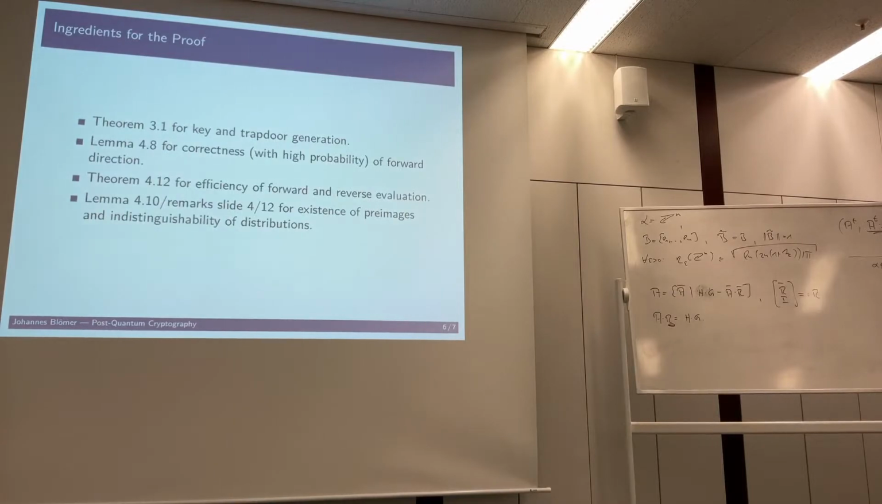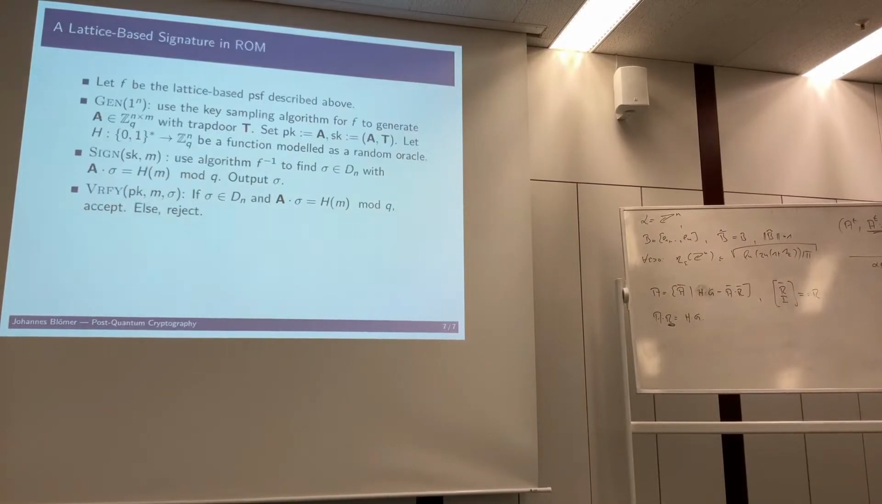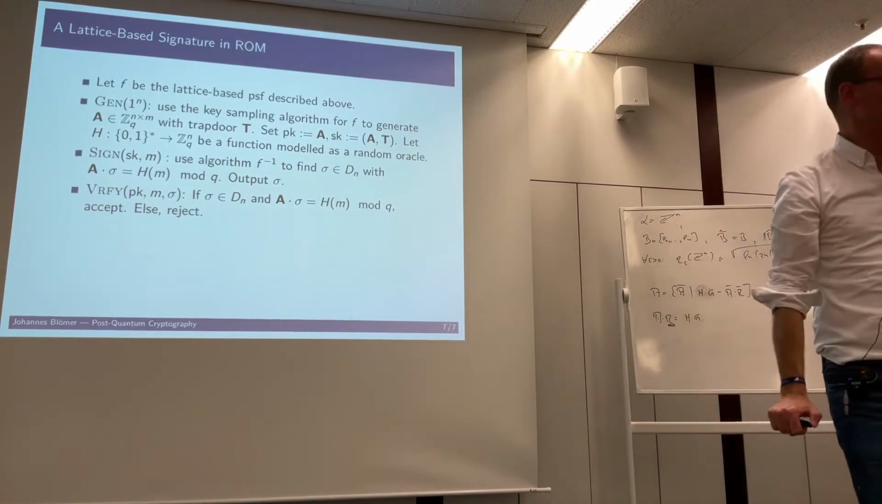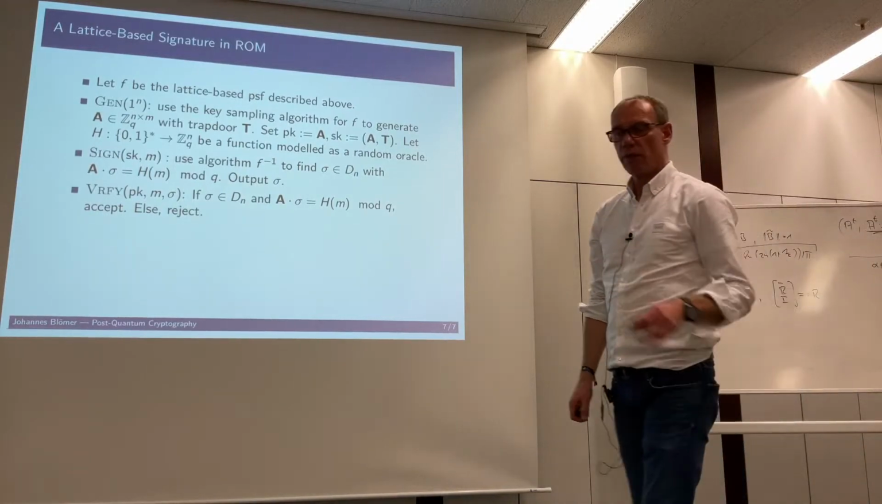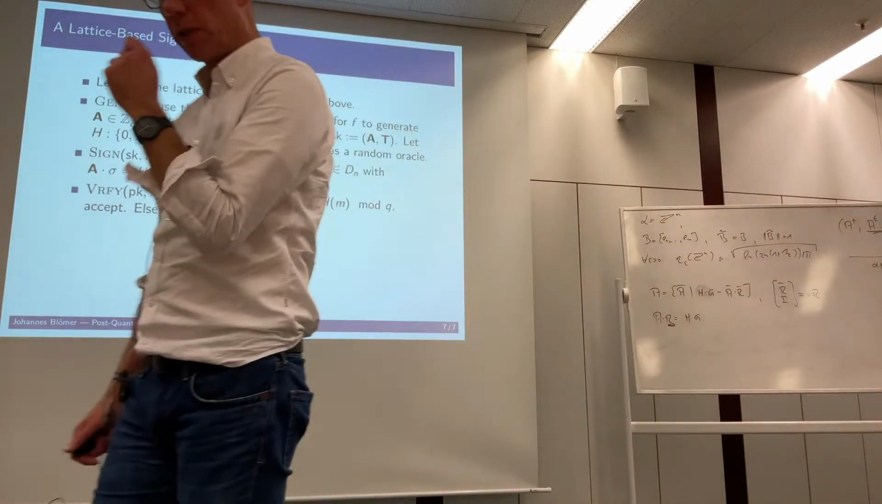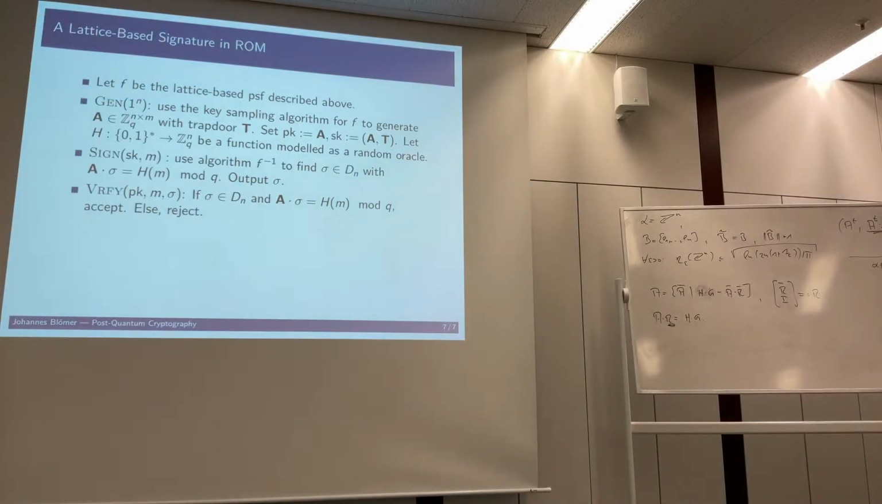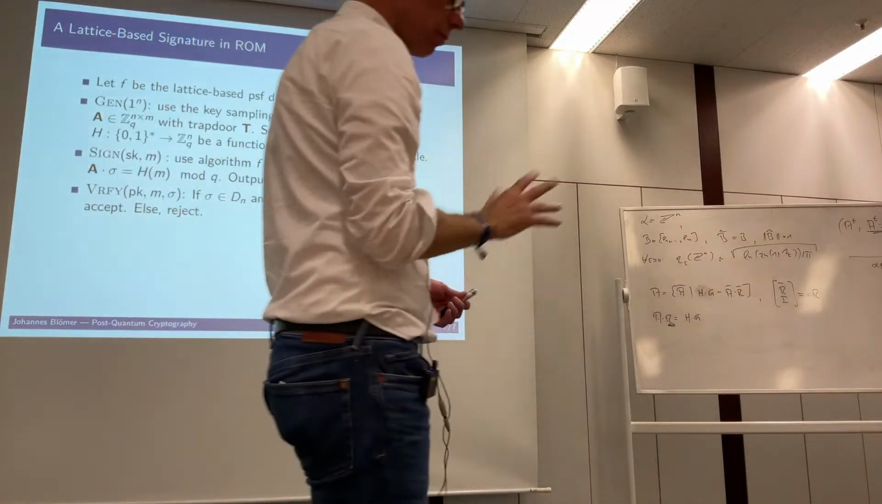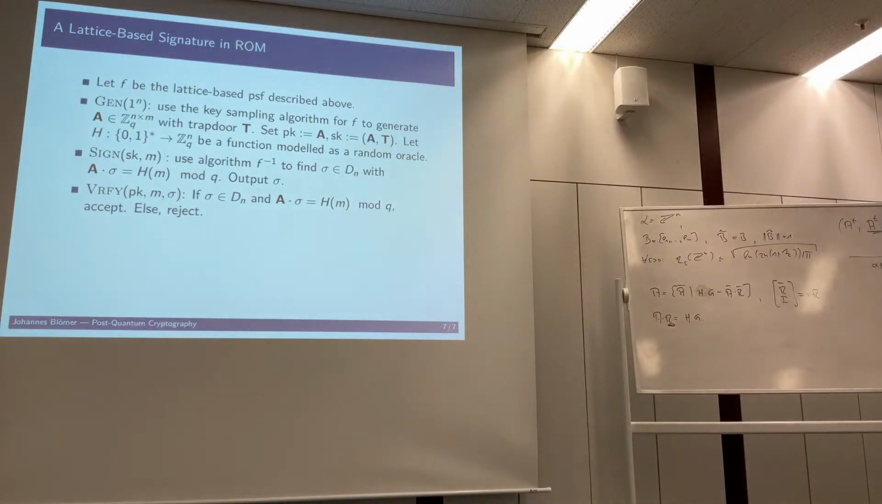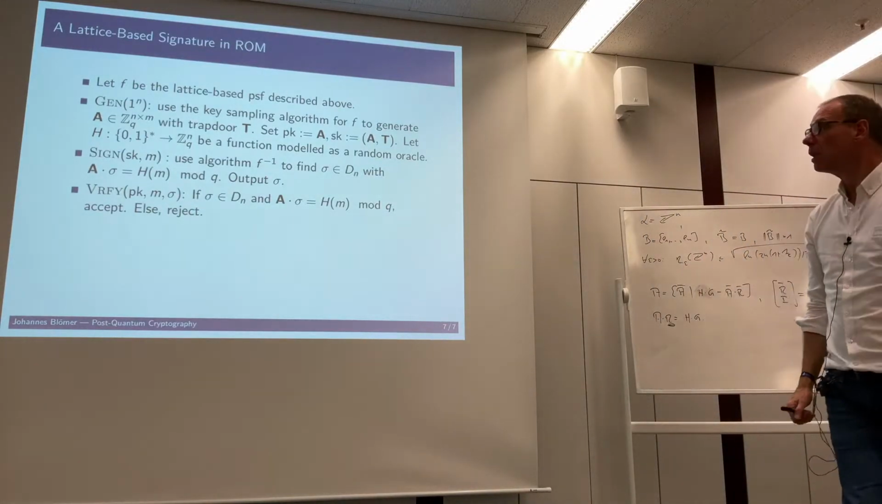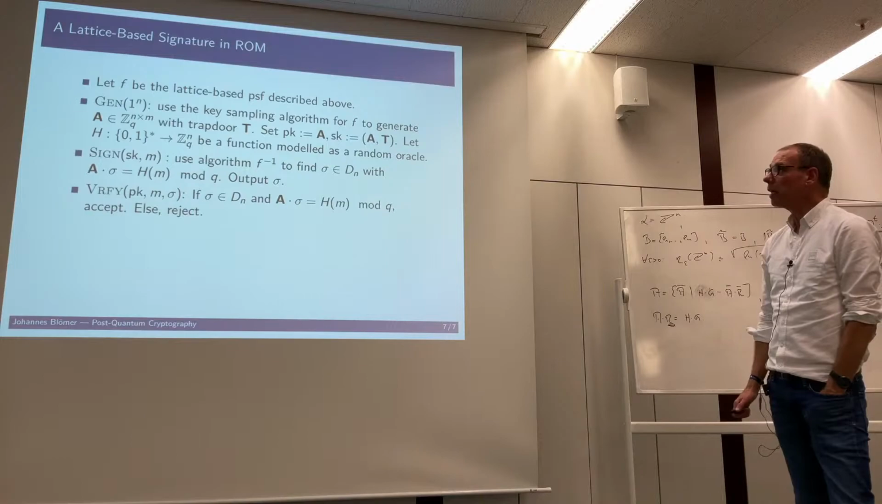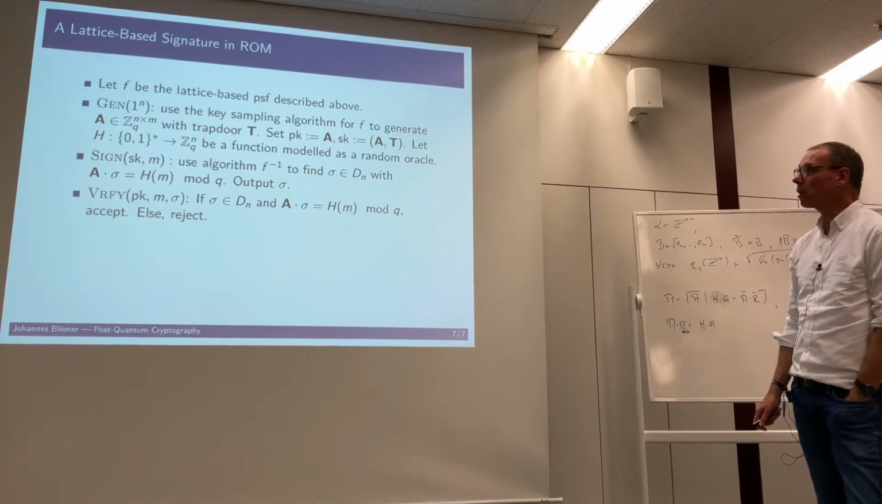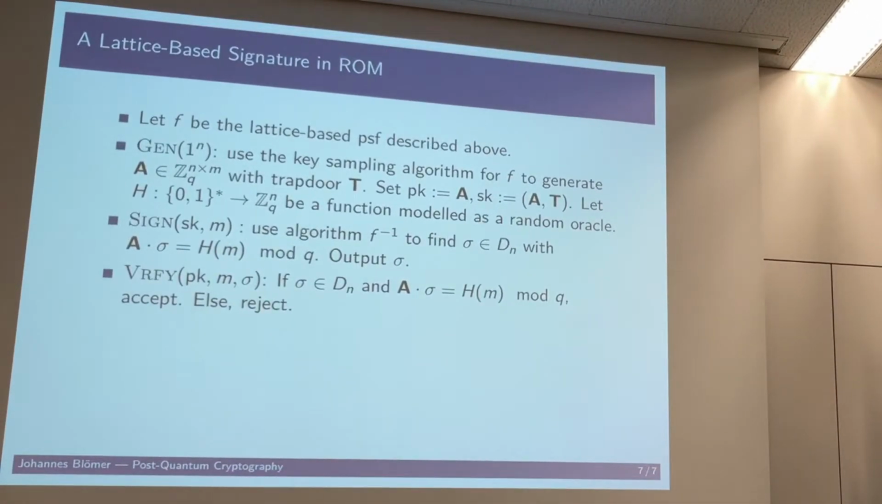And now we want to even prove a lattice-based signature scheme. In fact, you can do a lattice-based signature scheme given a PSF and a random oracle. I will do it for this lattice-based stuff. The proof is almost the same. There's just one more ingredient that you have to put in. So to get my lattice-based signature in the random oracle model, let F be the lattice-based PSF described above.